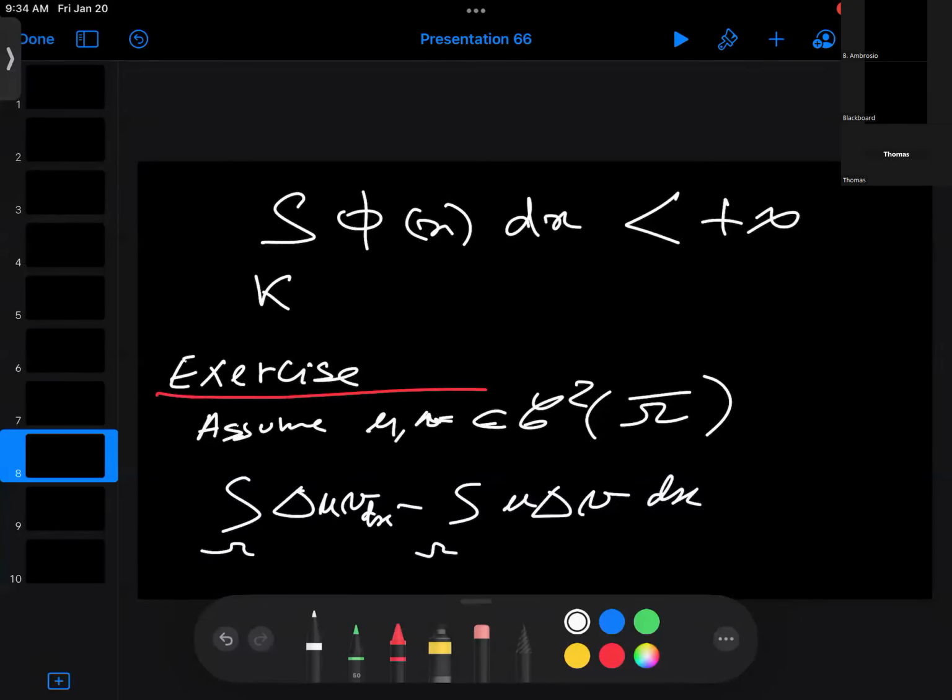So next we have the following exercise. Assume that u and v are regular, so C2, and defined on the boundary too. Can you compute this quantity and express it as functions on the boundary of omega? That's the exercise, and the hint is to use Green's formulas.